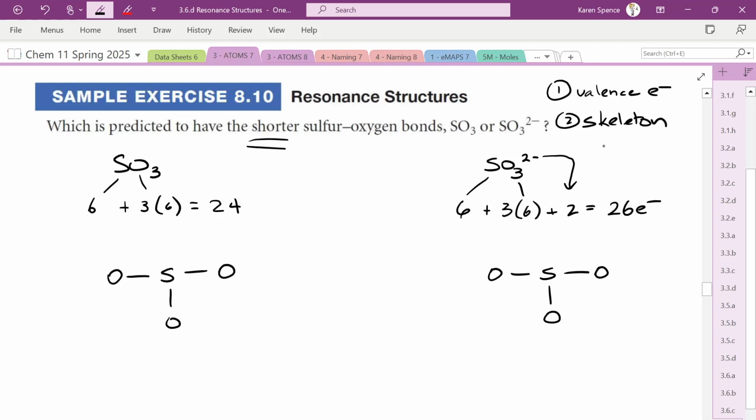And now we fill up everybody with lone pairs. So everything is the same for these two up till this point. Whoa, those are like way off to the side. I should put those in a better place.